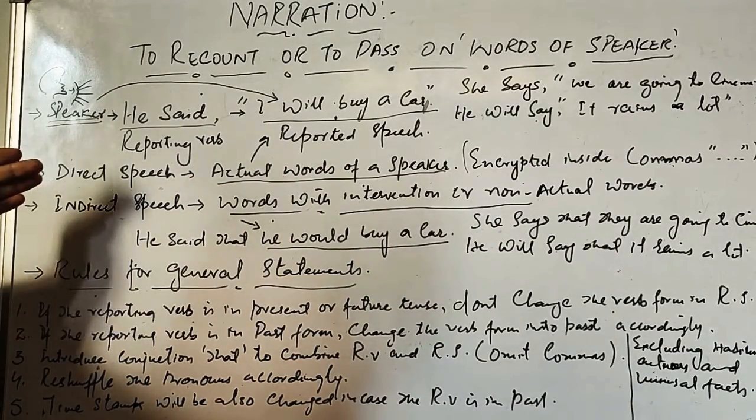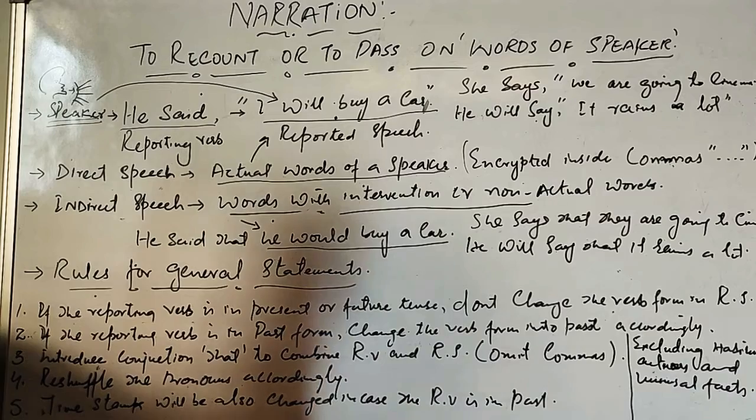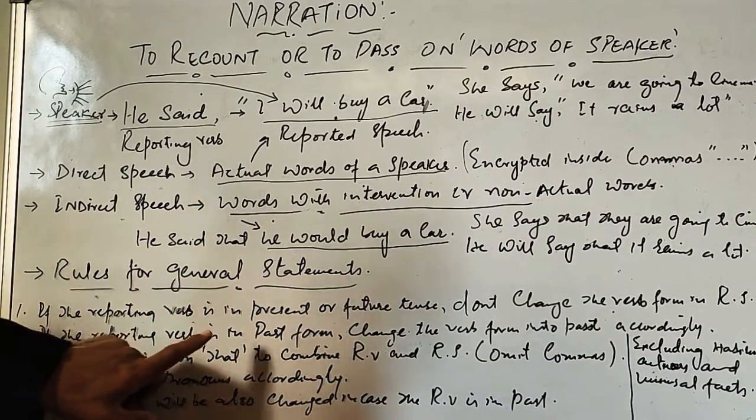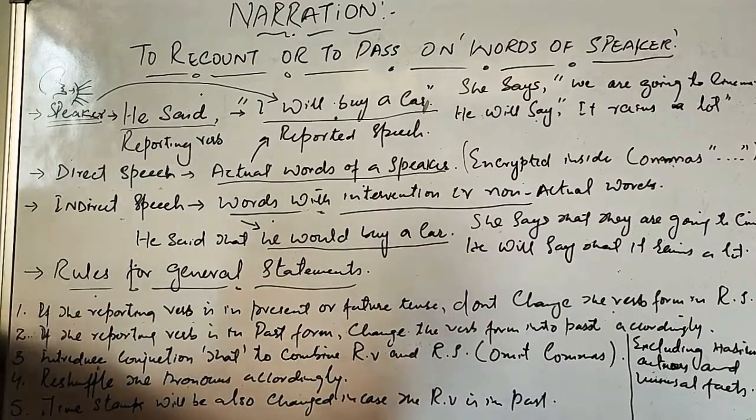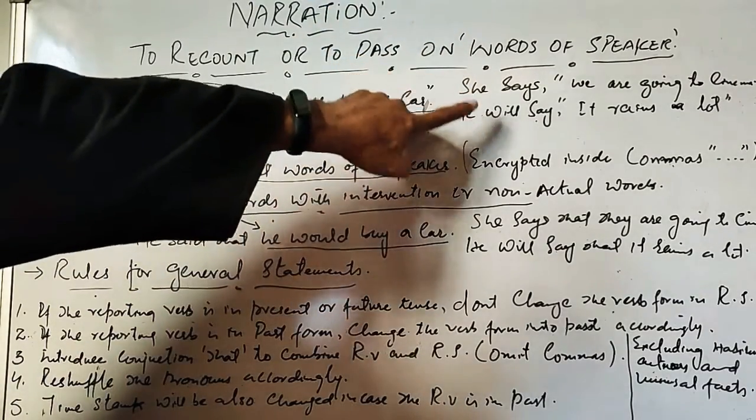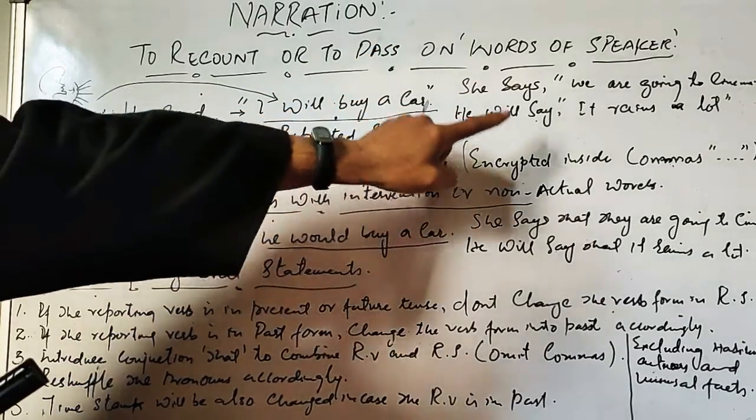How can we change a direct speech into indirect speech? There are certain rules. We follow rules according to the kind of the sentence. For general statements, we use the following rules. Number first, if the reporting verb is in present or future tense, for example, she says or he will say.